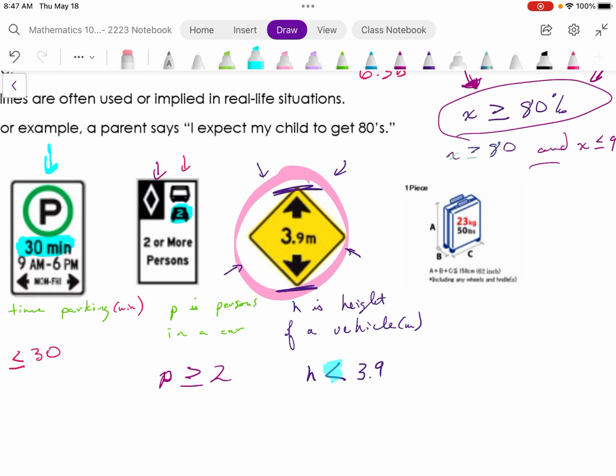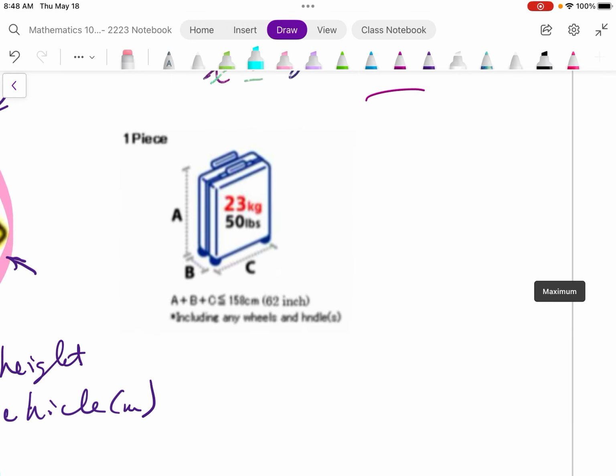Now, if you notice, I left my inequality sign as less than 3.9, simply because would you want to chance it if your vehicle was 3.9 meters? Probably not. You probably want to make sure that it's less than 3.9.